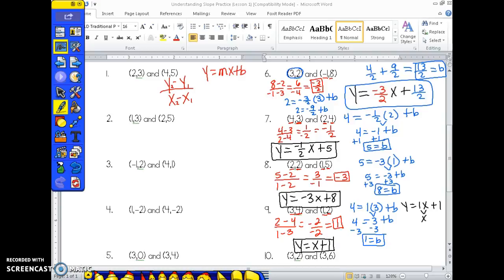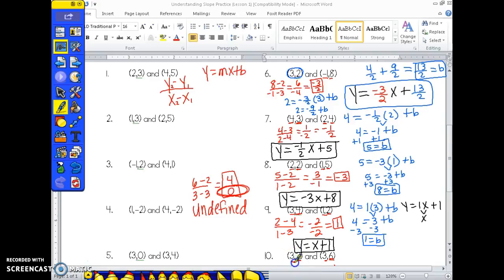And for number 10, 6 minus 2 over 3 minus 3. 6 minus 2 is 4. 3 minus 3 is 0. When I have a fraction that has a 0 in the denominator, that is an undefined number because you cannot have 0 in the denominator. If you do not find a constant rate of change or your slope is undefined, then this cannot be a function. However, it does still have an equation.